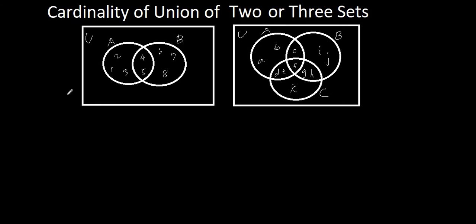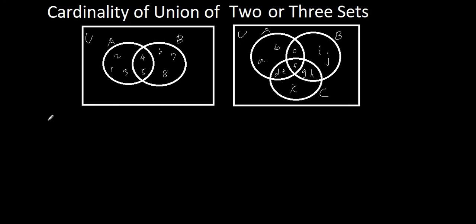In this video, we're going to study the cardinality of the union of two or three sets. First, we recall the definition of cardinality. Cardinality refers to the number of elements in a given set. Now, based on these two Venn diagrams, we are going to determine the cardinality of the union of two sets or the cardinality of the union of three sets.